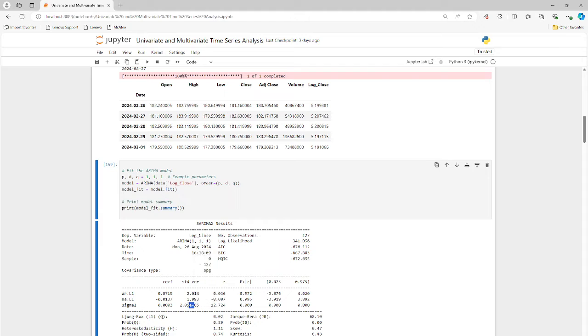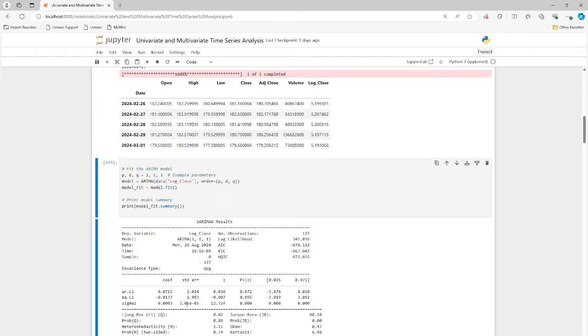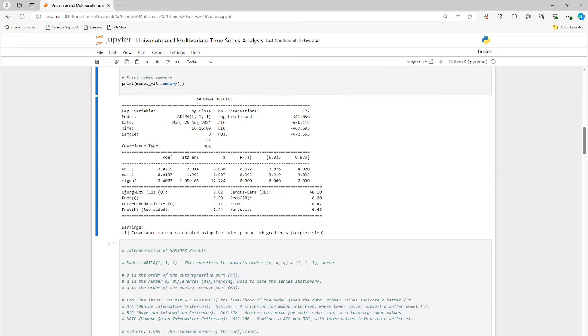And this is a low standard error, negative 0.0002, it looks like, with a negative exponent there, e to the negative 0.05. So let's go down a little bit. What does all this mean? We can interpret this here. This is an ARIMA model.